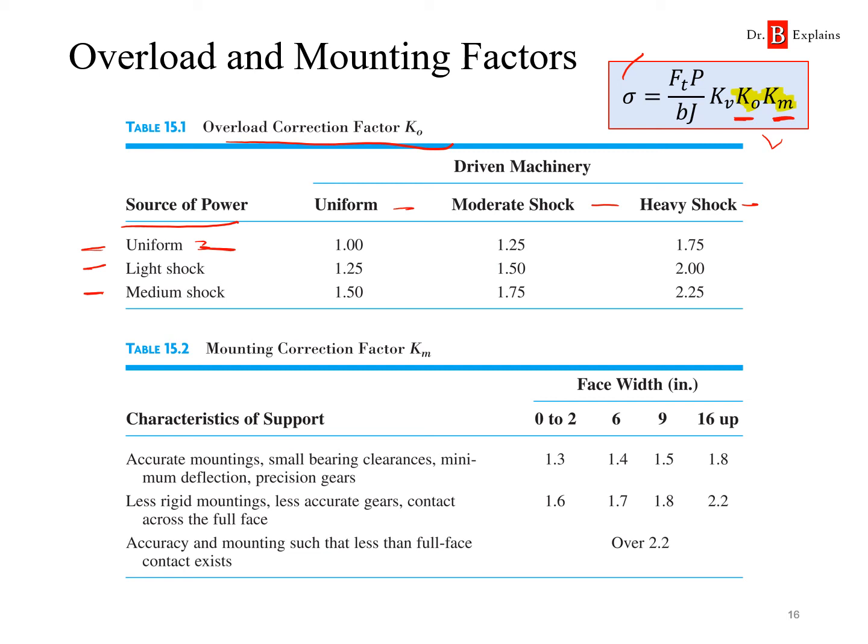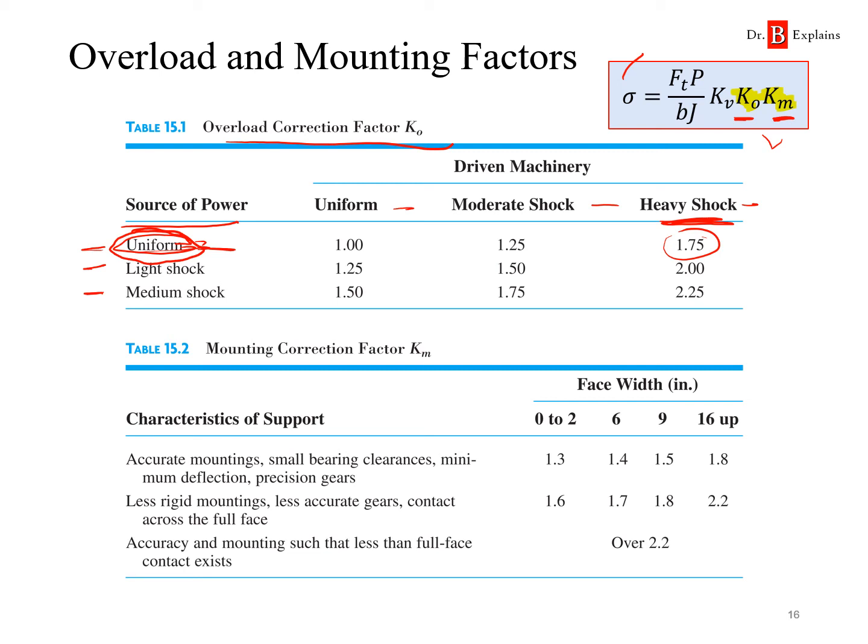So let's say you have an electrical motor, but it's driving, say, an impact wrench or something that is under heavy shock, right? So the power source is uniform, but it's driving an impact wrench. So that would put a KO of 1.75, for example.